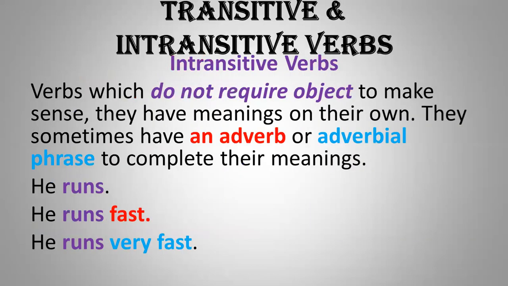Moving on to intransitive verbs. Intransitive verbs are the ones which do not require an object to make sense. They have the meanings on their own. They sometimes have an adverb or adverbial phrase to complete their meanings. Like we have the example, he runs. In this example, runs is an intransitive verb and the meaning is complete. The meaning becomes clearer when we have an adverb added to it. He runs fast. And then adverbial phrase, he runs very fast. So this makes the meaning more clear.